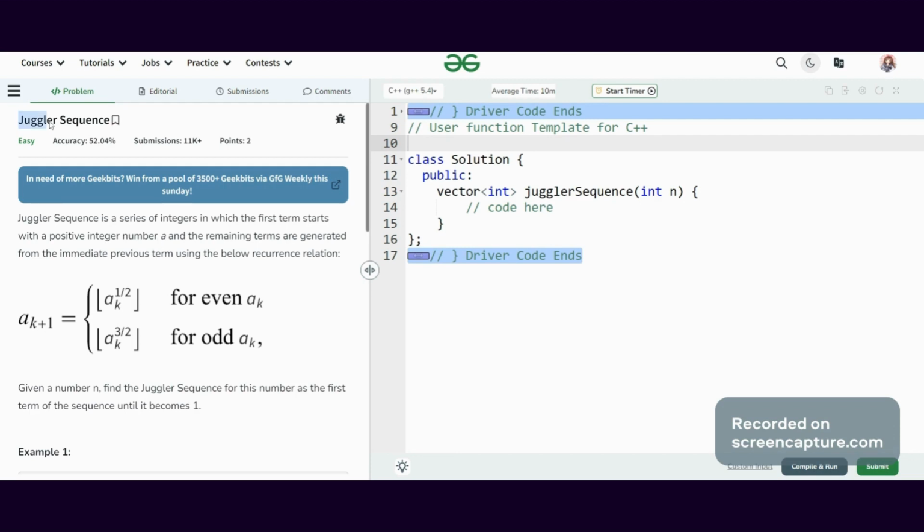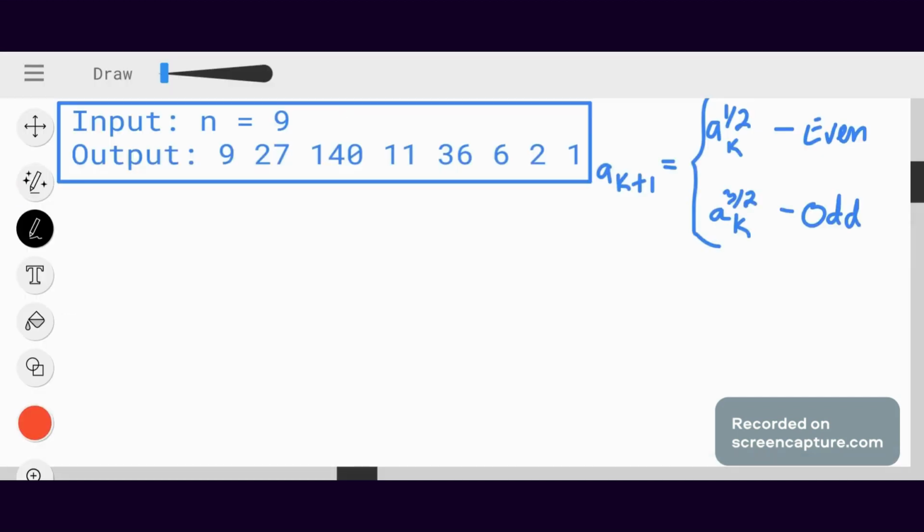Now let's jump into the problem. Today's POTD is about juggler sequence. Now let's solve this. So the problem here states that we are given a number n. Now the task is to find the sequence of terms for this particular number. Until and unless it becomes 1, we are going to find the terms in this sequence.